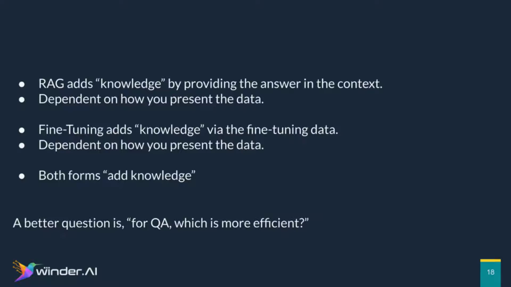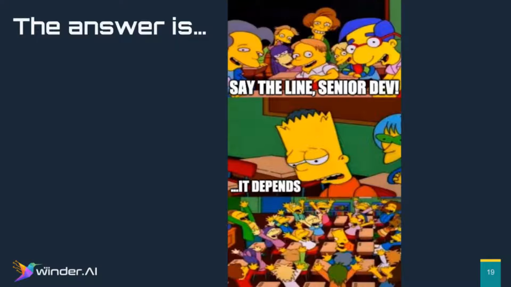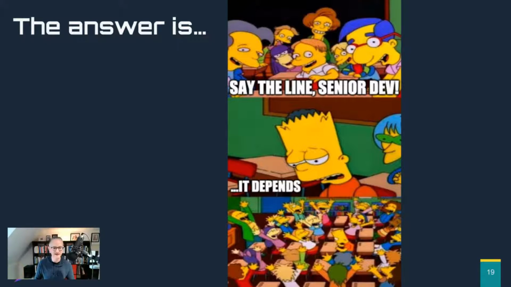The point is that you can't claim that fine-tuning doesn't add knowledge. It does. If the QA pairs match your definition of adding knowledge, then I've just shown that you can do it. But the real question is, for the purposes of question answering, which is better? And of course, it depends. It always depends. Everything depends. This is engineering. It wouldn't be engineering if it didn't depend.